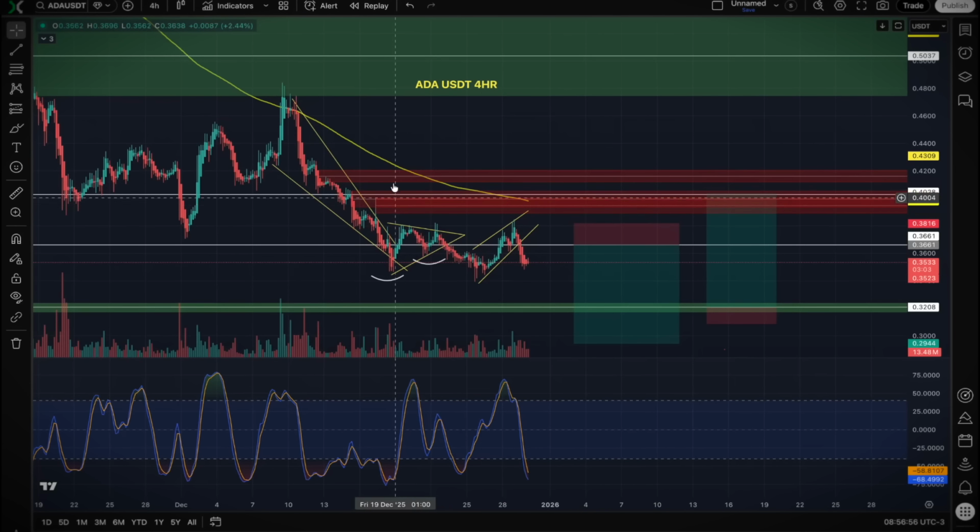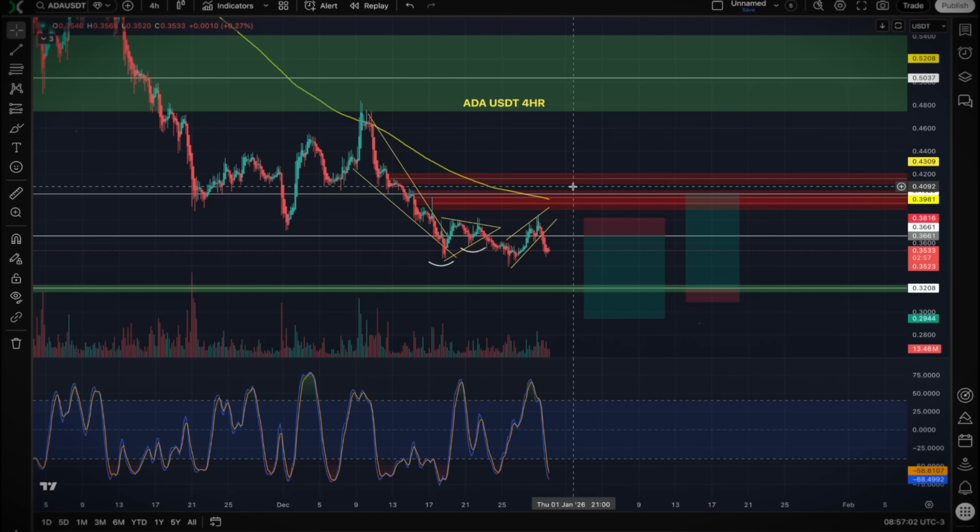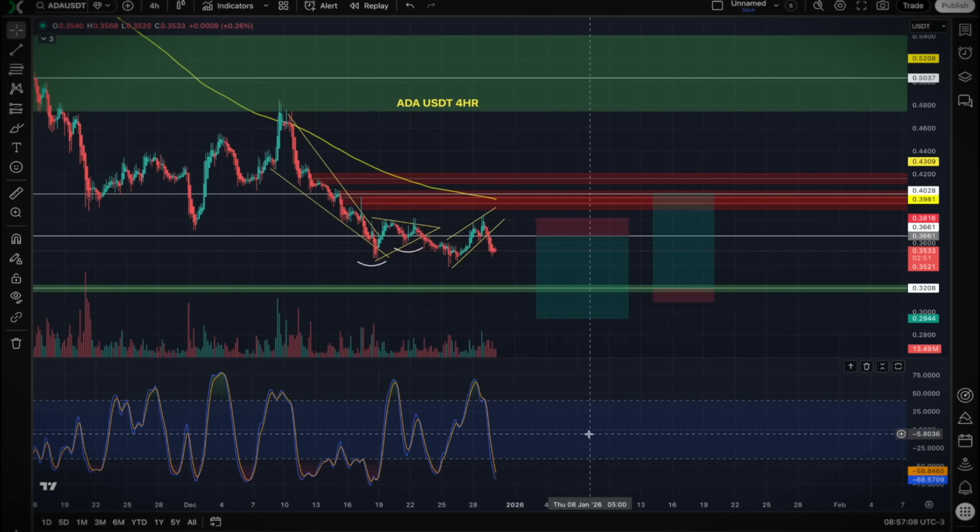And now the 4-hour 200 MA is acting obviously as significant resistance. And if the price action, just for context, can get above that, then of course the narrative may shift from bearish to bullish, but that's very dependent on what Bitcoin is doing as well. Now, the stock RSI, or this momentum indicator rather, is entering oversold conditions.